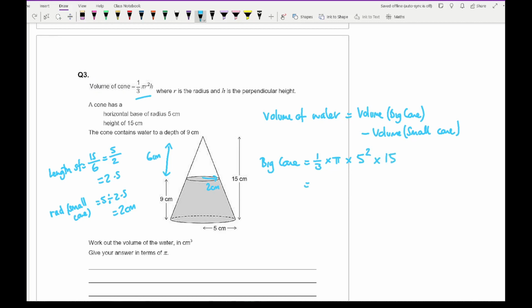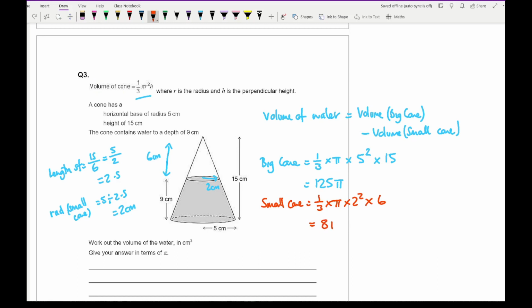And so typing that all in, what do I get? Well, I get 1/3 times pi times 25 times 15, and that gives me an answer of 125 pi. Then if I do the small cone, that's going to be a third times pi times 2 squared times the height, which is 6 centimeters. And again, if I type that into my calculator, I get 8 pi.